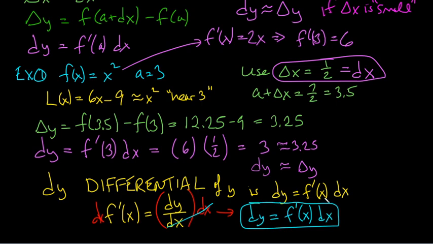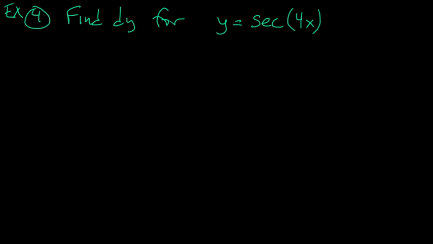Okay, so let's just do some examples of calculating differentials. It's really just calculating derivatives. Okay, let's start with, we want to find dy for y equals secant of 4x. So remember, dy is just the derivative, f prime of x times dx. So all we have to find is the derivative of y, and then just multiply by the dx.